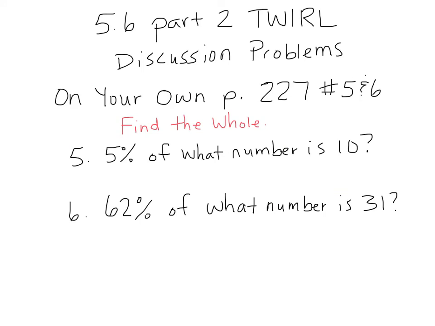So your 5.6 part 2 discussion problems are on your own, page 227, numbers 5 and 6. So what you're doing is finding the whole, just like we did. 5% of what number is 10, and then 62% of what number is 31. The best suggestion I have for you is to go back to what you just wrote down in your notes. Look at which way made more sense to you. So in example 3, they did 75% of what number is 48. We took 48, we divided it by 75%, which we turned into a fraction. And so it ended up being 48 times 4 over 3. Is that the best option for you? Or try using the ratio table to find that. If you're really good at finding those patterns, that might be a better route for you.